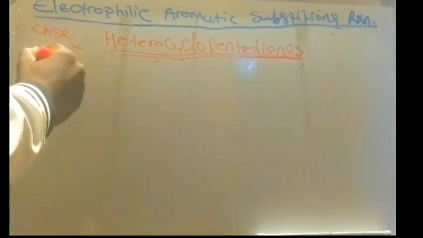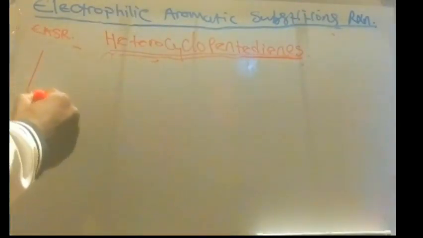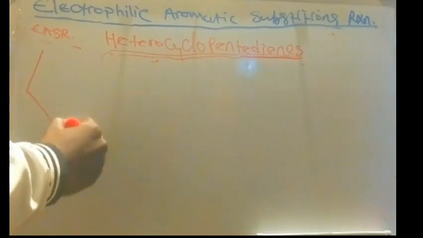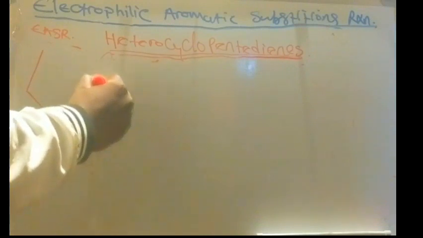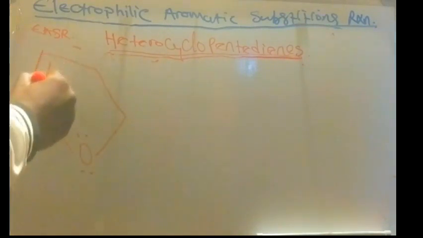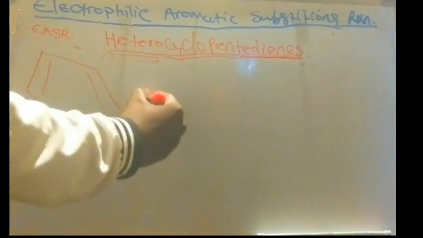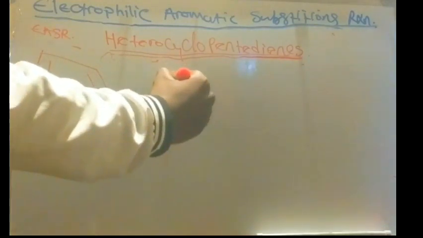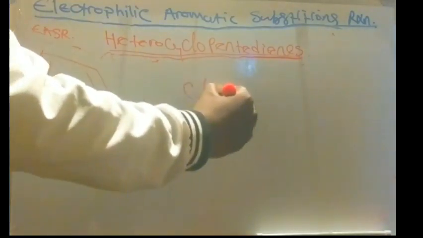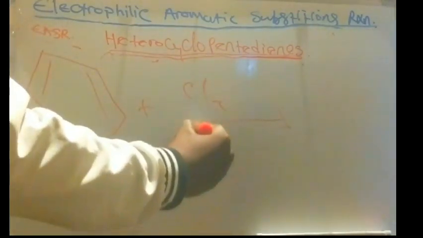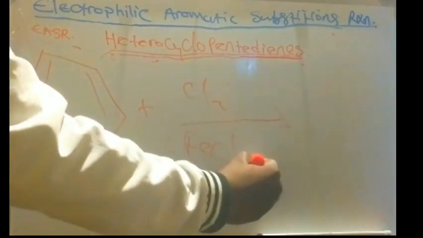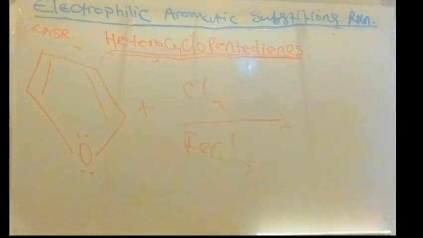So this is our furan. Let's write the full equation. This is our furan molecule, which is able to undergo halogenation. I'll use chlorine as my halogen, and we'll use iron tetrachloride as our Lewis acid.